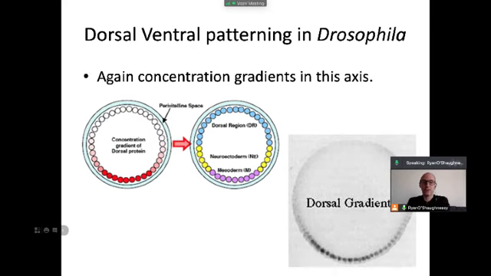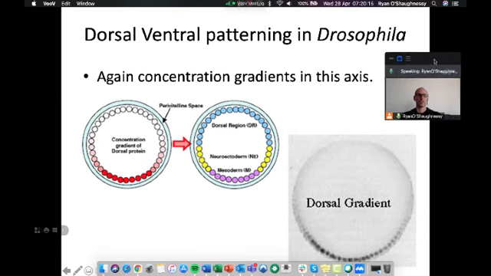So here is our concept of dorsal ventral patterning in Drosophila. Again, it all relies on concentration gradients. Very like bicoid, we also have a concentration gradient of this gene, dorsal. And remember, dorsal will be in a high concentration in the ventral part of the embryo, because genes in Drosophila are always named after their mutation effect.